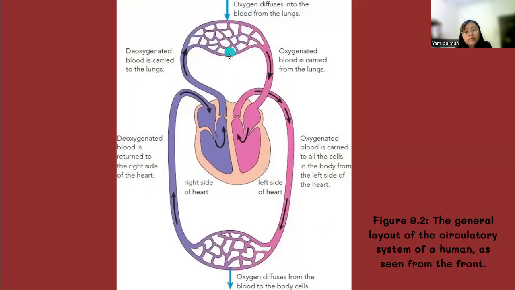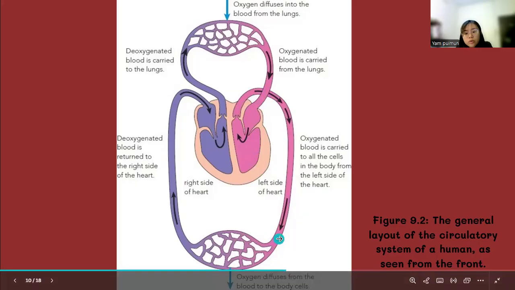Because of the oxygen diffusion, the deoxygenated blood is now changed to oxygenated blood. And the oxygenated blood is now carried from the lung towards the heart. First, it goes through the atrium, and after that, it will go through the ventricle. From the ventricle, the heart will pump the blood out under high blood pressure to other parts of our cells. So the oxygen will diffuse from the blood to the body cells under high pressure.